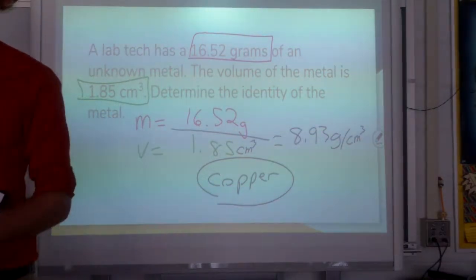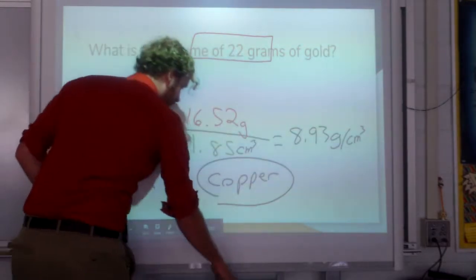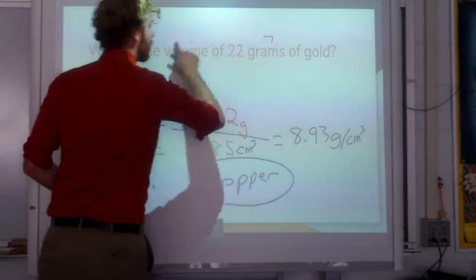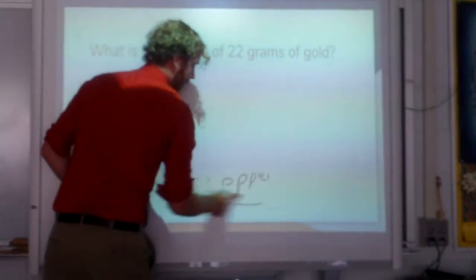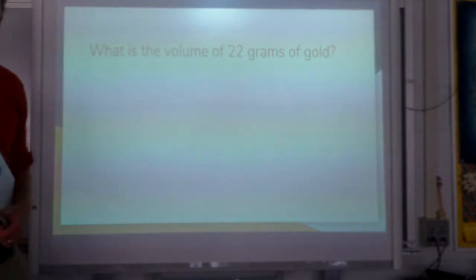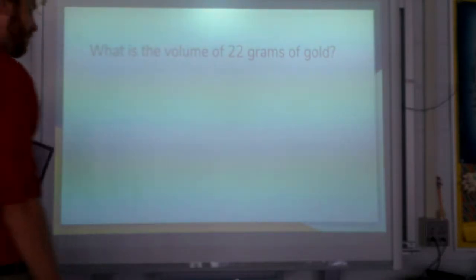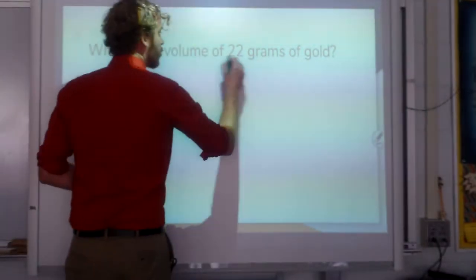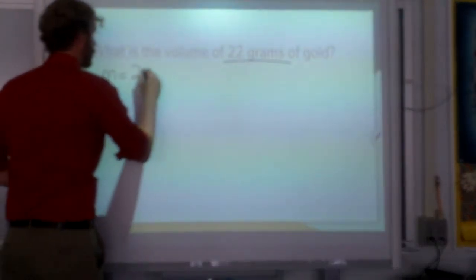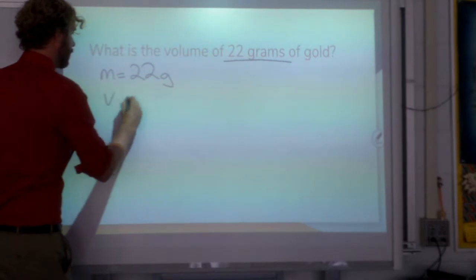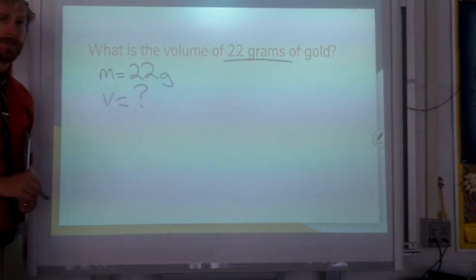So you may see a problem like this on the final. Another thing that you may see is, what is the volume of 22 grams of gold? Well, let's figure out what we're given. 22 grams, grams is mass, so we have mass equals 22 grams. Volume, what is the volume? So that's our unknown, that's our X, that's our question mark.